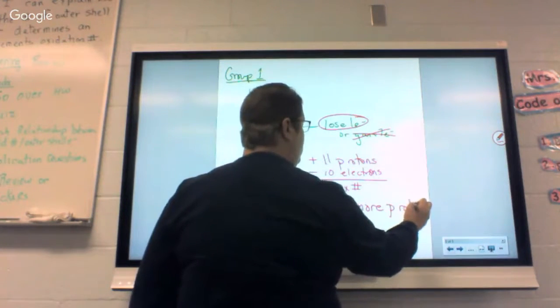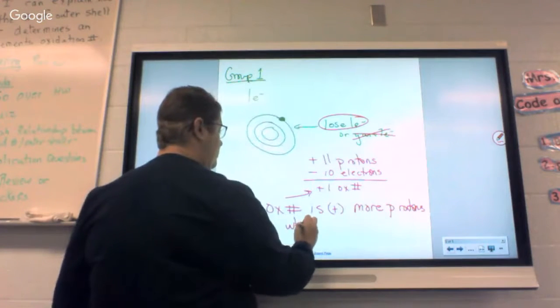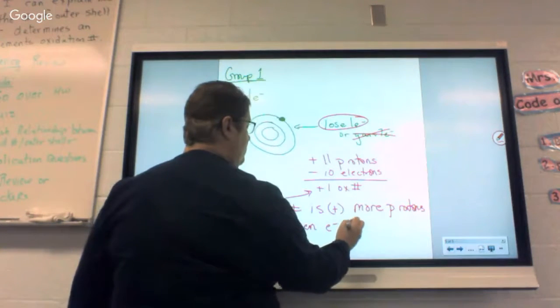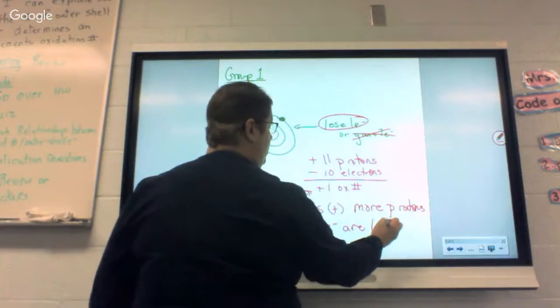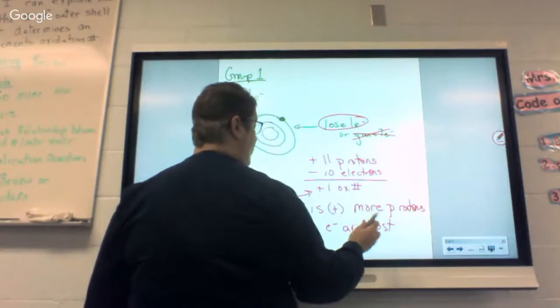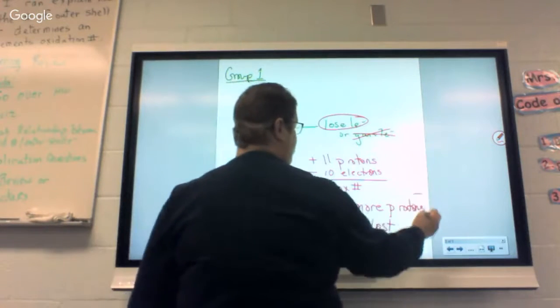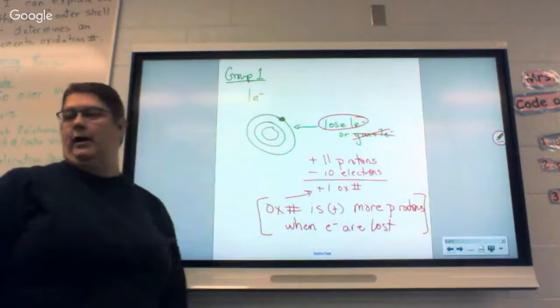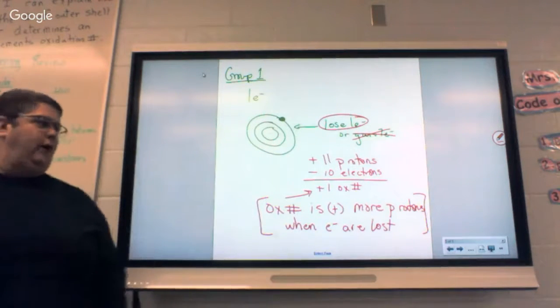protons when electrons are lost. Now, that part right there, I probably did not write down yesterday. I know we talked about it, but I probably didn't write it. So if you want to add that, feel free.